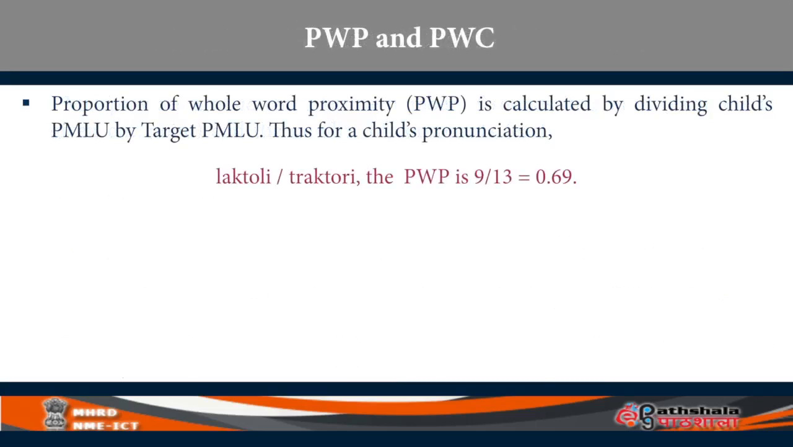Proportion of whole word proximity, PWP. This is calculated by dividing the child's PMLU, which I have already explained to you, by the adult PMLU. I gave you the example of Finnish words. The child mispronounced Vene as Nene. So you have two numbers, one is the adult target and one is the child's PMLU. Divide one by the other, you get PWP. So for the second word, traktori, the PWP would be 9 by 13, which will be 0.69. You go back and check it out by yourself later on.